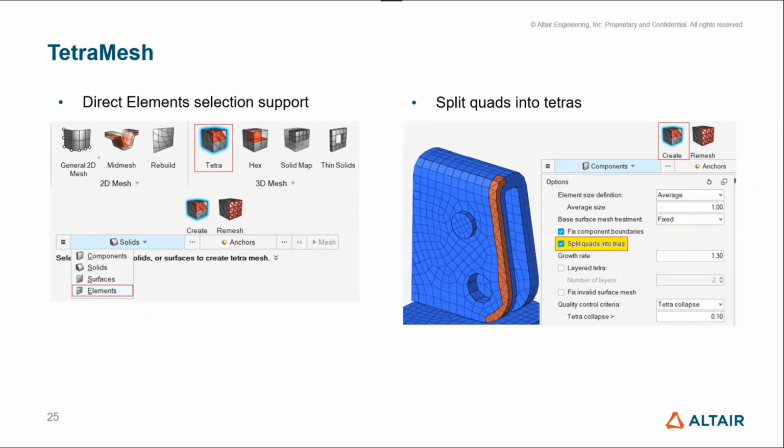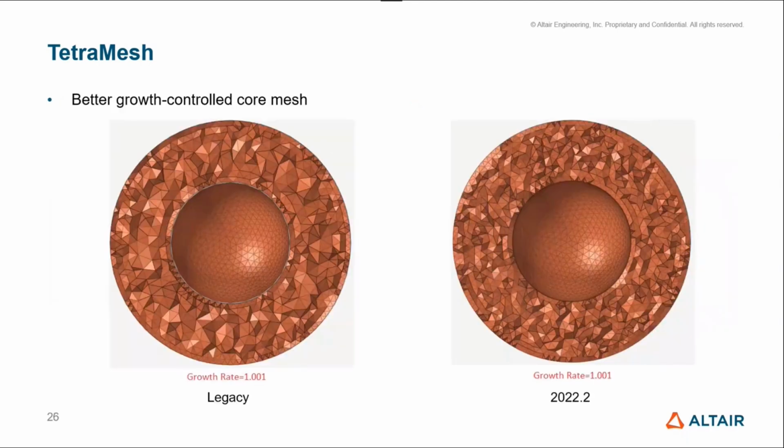Sometimes customers won't prefer having the pyramid elements. So now we provide an option to split them internally and not to split those cards. Just make use of those end nodes and create all tetras, so that it gives all tetra elements.